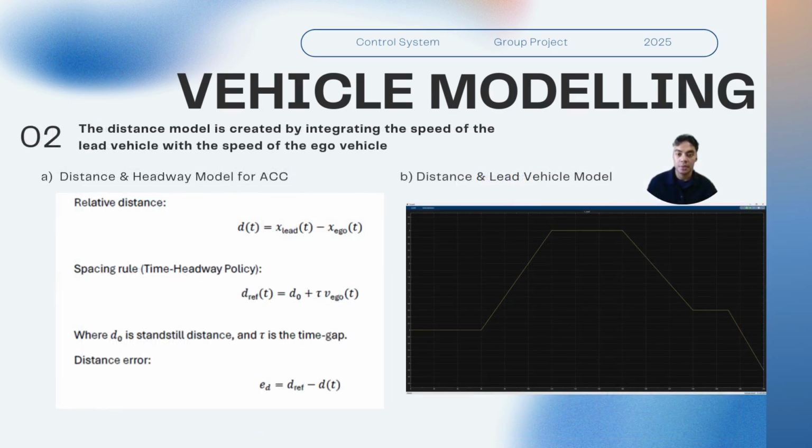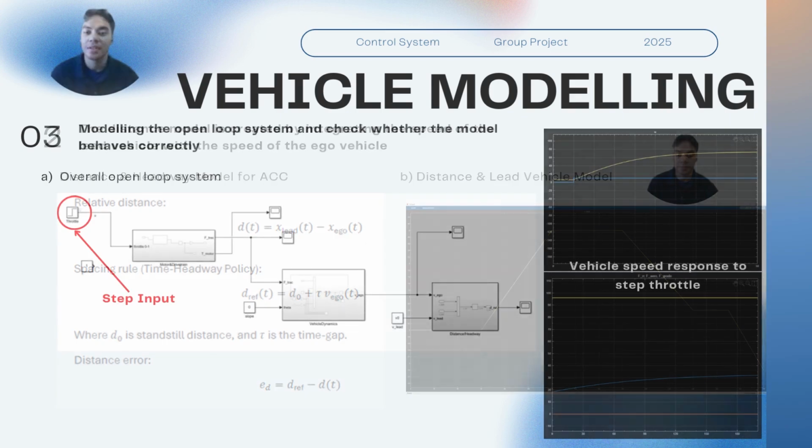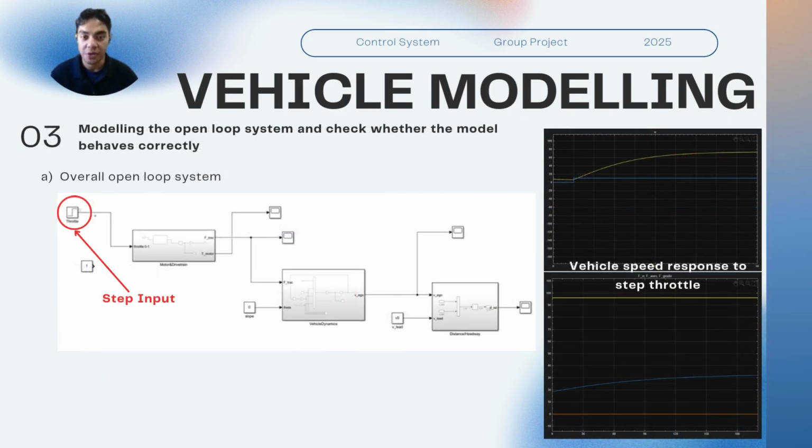The distance model is created by integrating the difference between the speed of the lead vehicle and also the speed of the ego vehicle. This gives us a real-time estimate of the spacing that will later be used in the controller. To check whether the model behaves correctly, we apply a step throttle input.